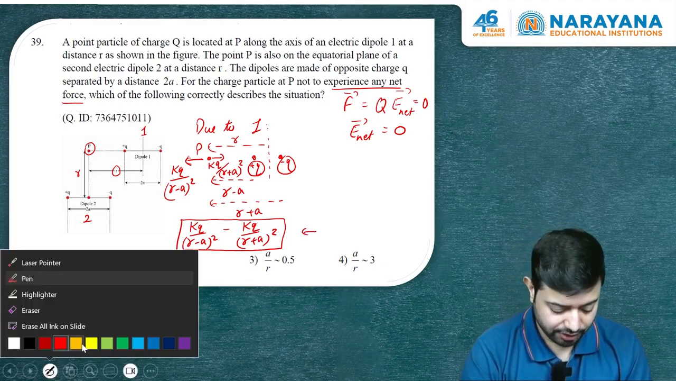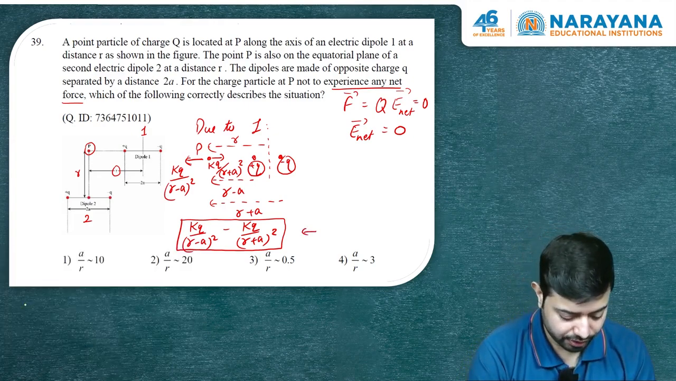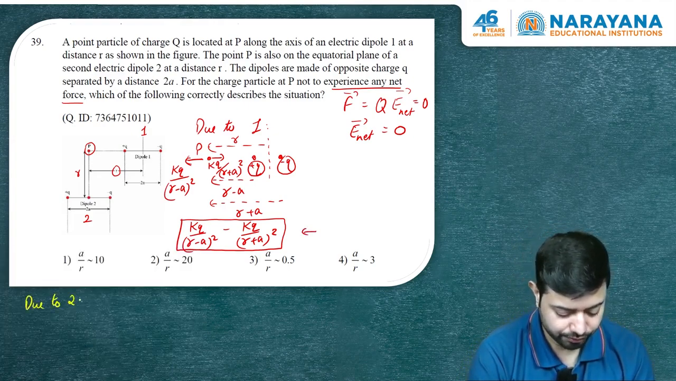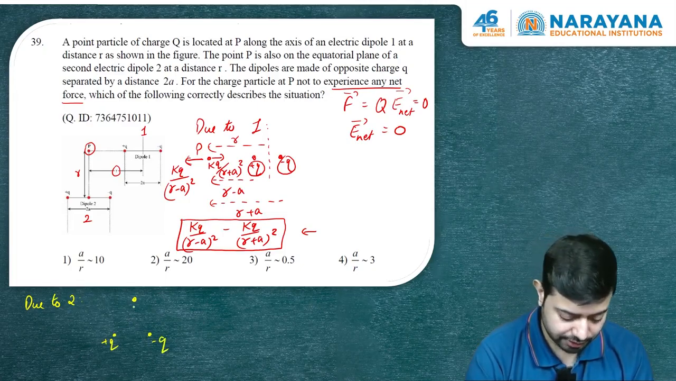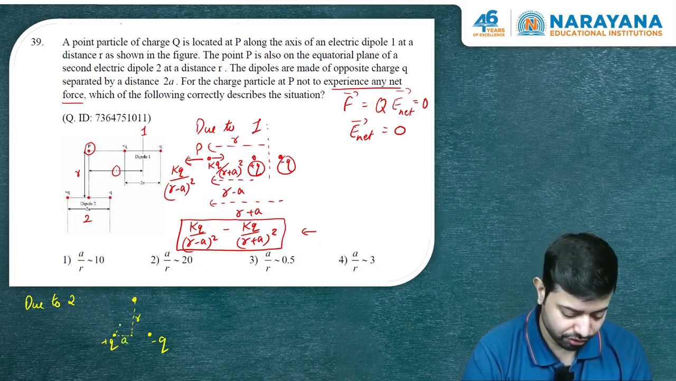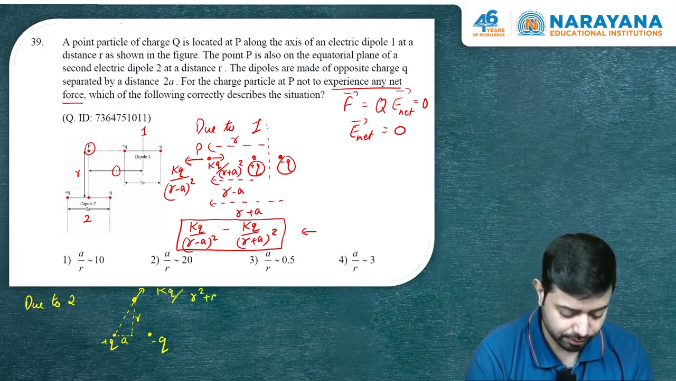Now, let us calculate for dipole 2, due to 2. This is point P, this is plus q and this is going to be minus q, and from the center of this the distance is r. This one is a. So, plus q will create the field in this direction. How much? It will be k q by r square plus a square, and this minus q will create the field towards the minus q, in this direction. How much?